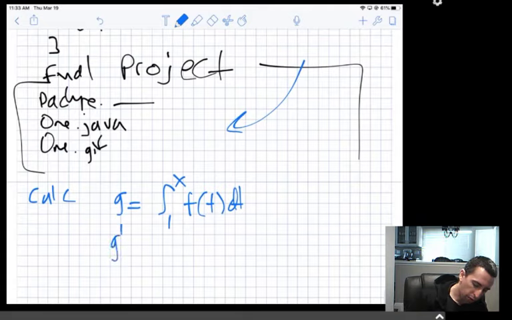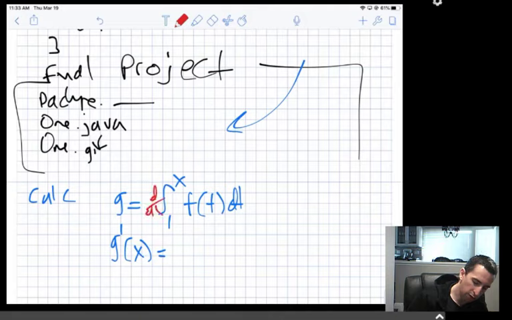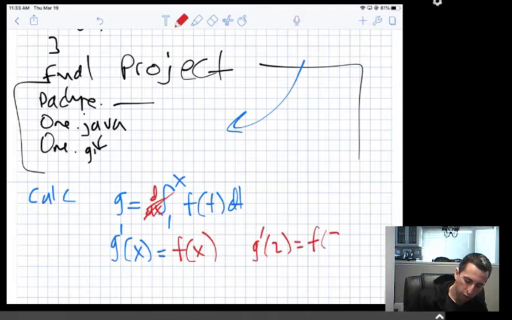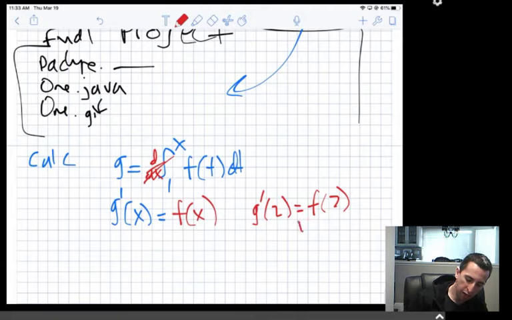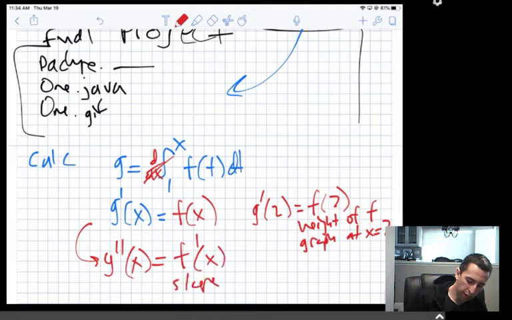So when you take g prime of x, you're just taking the derivative of the integral, those cancel. So g prime of x is just f of x. So if you want to find g prime of 2, that's just f of 2, and f of 2 is just the height of the graph. It's the height of the f graph at x equals 2. And then if you go one step further, g double prime of x is equal to f prime. So you should interpret that as the slope of f. And you'll do a rise over run to calculate that.